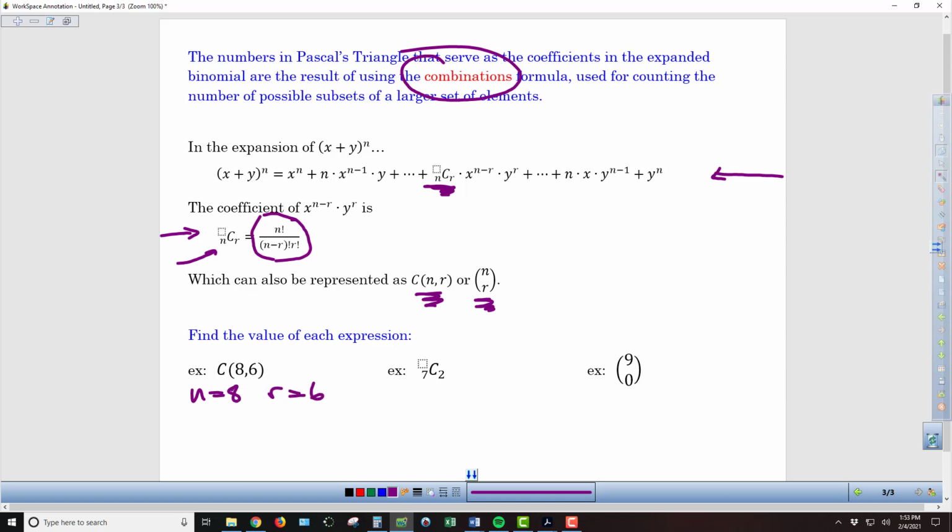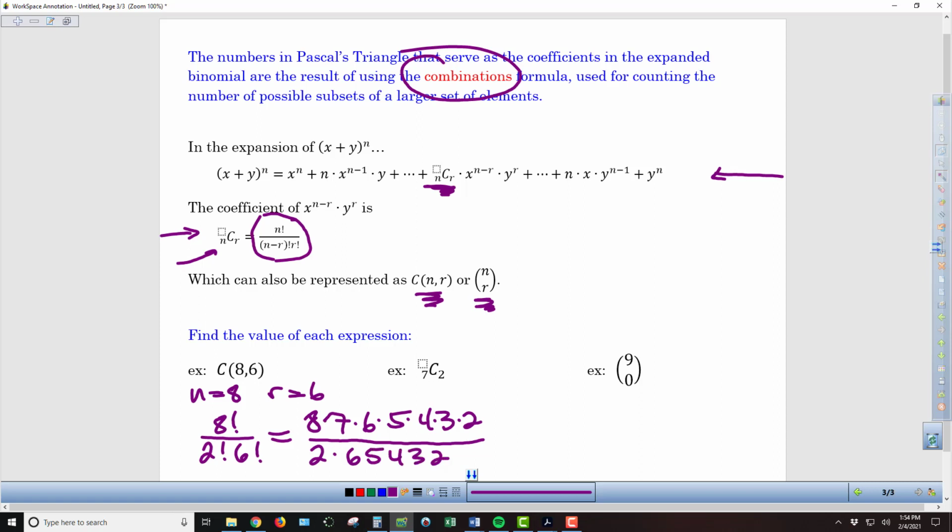So in our expression, we're going to have 8 factorial over n minus r, so 8 minus 6 is 2 factorial, and then times r factorial, which is 6 factorial. Now we do have to make sure that we're cautious about how we simplify here. Remember, the numerator we can write out as 8 times 7, 6, 5, 4, 3, 2, and then we don't need to put the 1. And then on the bottom here, we've got 2 times 1, or just 2, and then we've got the 6 factorial, which is 6 times 5 times 4 times 3 times 2 times 1.